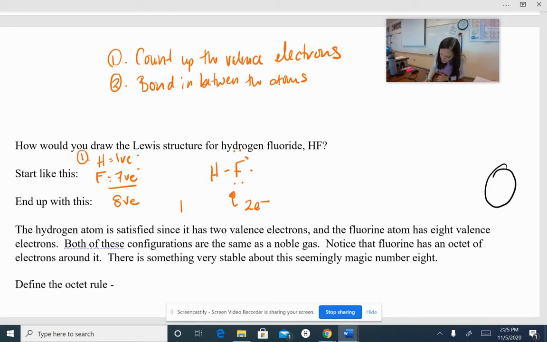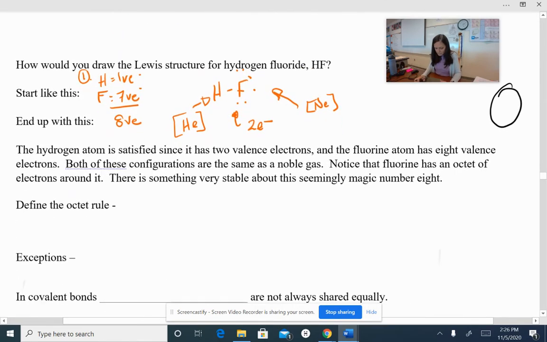So now hydrogen has the noble gas configuration of helium because of those shared electrons, and fluorine has the noble gas configuration of neon because of those shared electrons. Okay? So both of these configurations are the same as a noble gas. Notice that fluorine now has an octet of electrons around it. There's something really stable about having that full octet or that noble gas configuration. So we're going to define the octet rule. Okay?